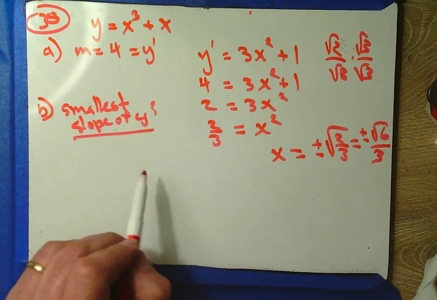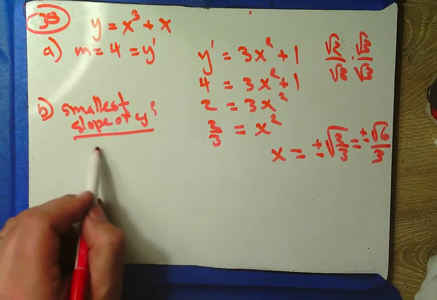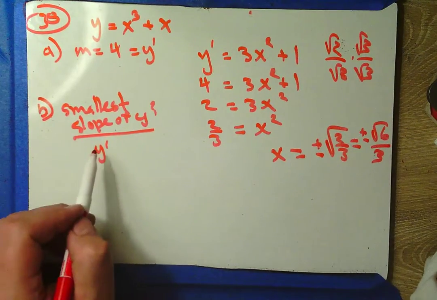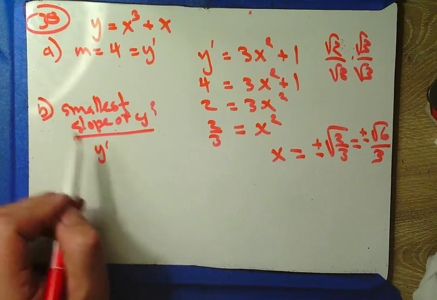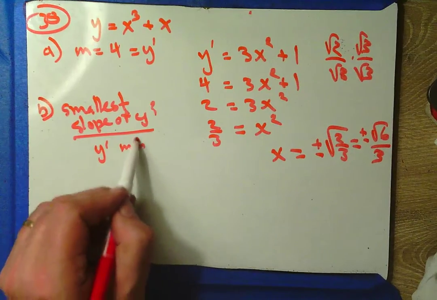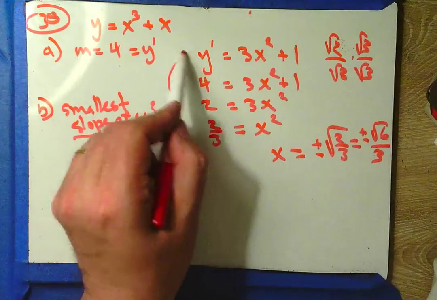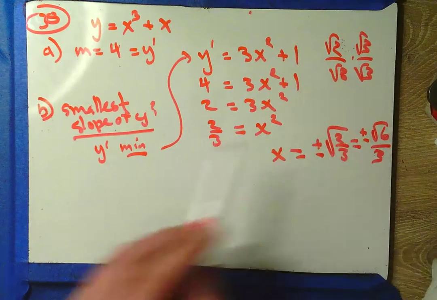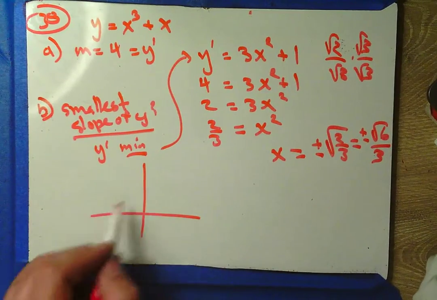Well, what's the slope of y called? That's called y prime. So what we're really asking here is, when is y prime smallest? Or when does y prime have a minimum? Look at y prime. What kind of function is that? Hey, that's a parabola, shifted up one. Sure glad you have a graphical sense.